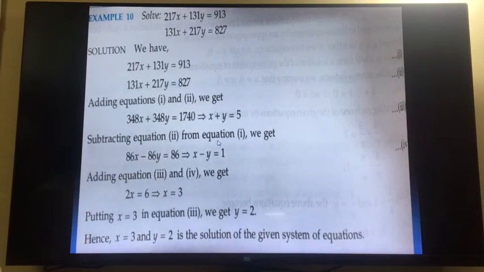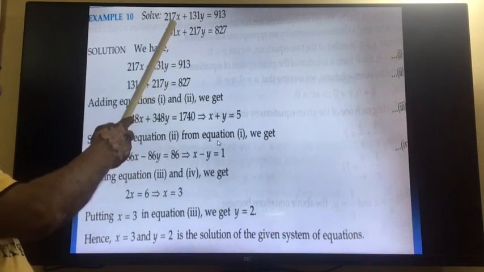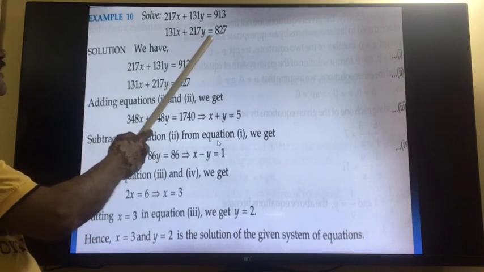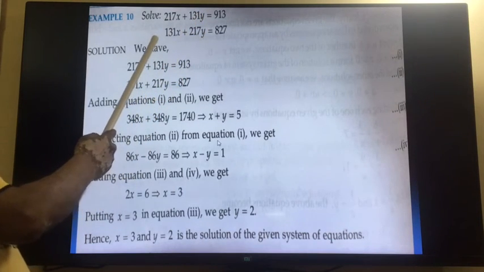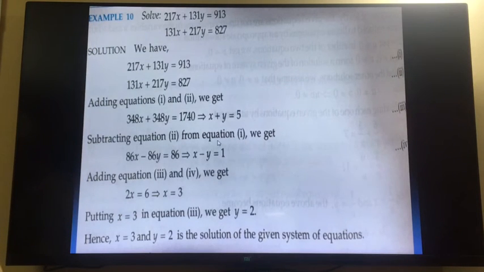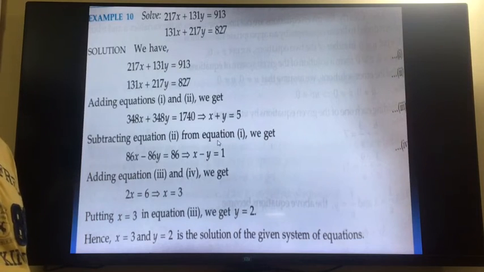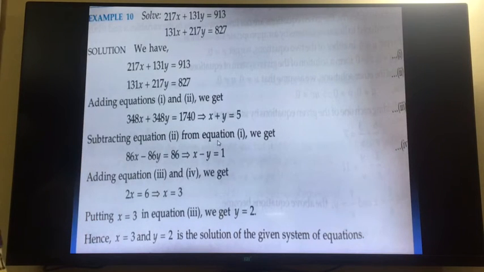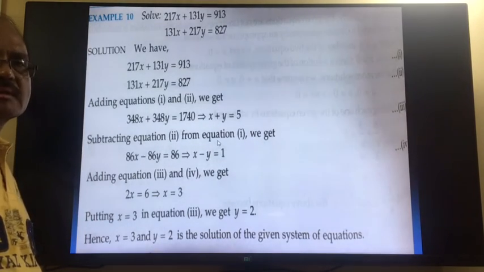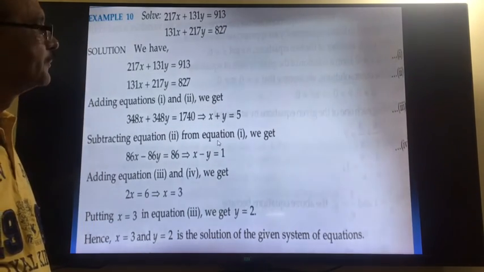So once again I am telling you, if you observe this type of question, where the coefficient of x in the first equation and the coefficient of y in the second equation are the same, and the coefficient of y in the first equation and the coefficient of x in the second equation are the same, then always add the equations to get the third equation, and subtract the equations to get the fourth equation, and solve them. You will be able to get the answer easily in a short time. You can save maximum time. If you use any other method, it will be difficult for you, right? So this is the easiest method. You can save the time.